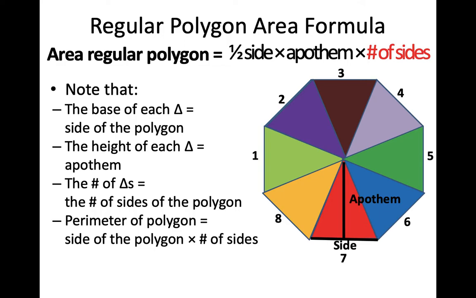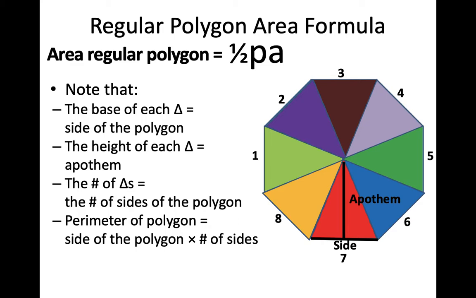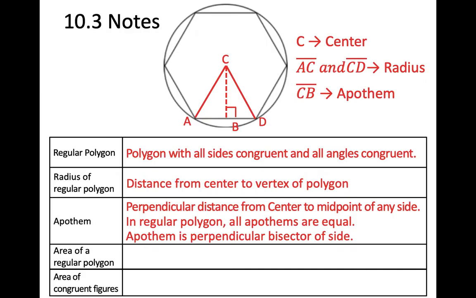And finally, note that the perimeter of a polygon is equal to the side of a polygon times the number of sides. So if I get rid of those, I can instead call side times the number of sides the perimeter. And now I have a formula: the area of a regular polygon equals 1/2 perimeter times the apothem, or 1/2 PA. So now I can use that in my notes. The area of a regular polygon is 1/2 perimeter apothem, or we write that down as 1/2 PA.